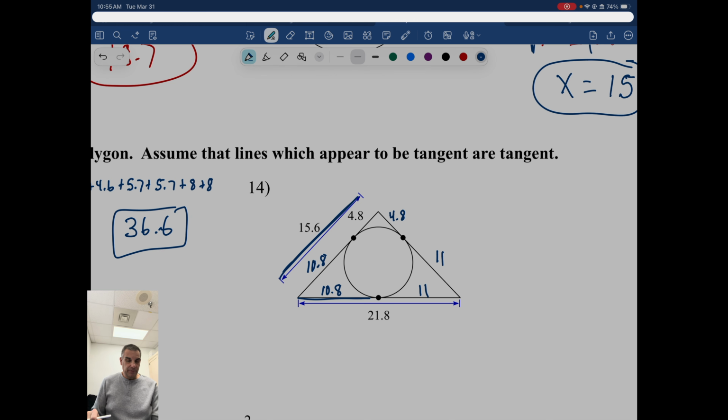Add all of that up. I'm not going to write it all down this time. I'm just going to look at the answer anyway. Add all of that up. 4.8 plus 4.8 plus 11 plus 11 plus 10.8 plus 10.8. You get 53.2 for your solution.